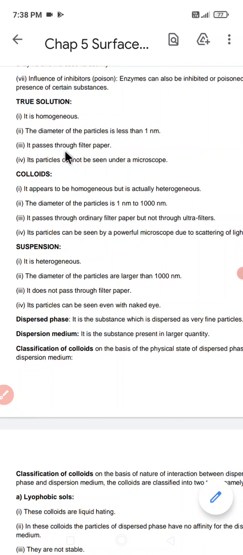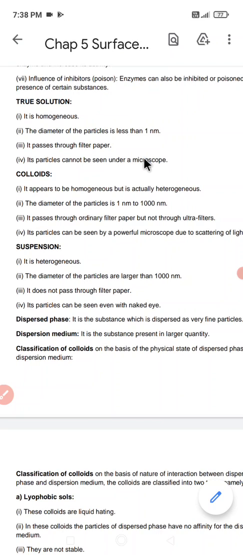Next is it passes through the filter paper, because the size of the particles is much smaller than that of the filter paper. And next is its particles cannot be seen under a microscope.